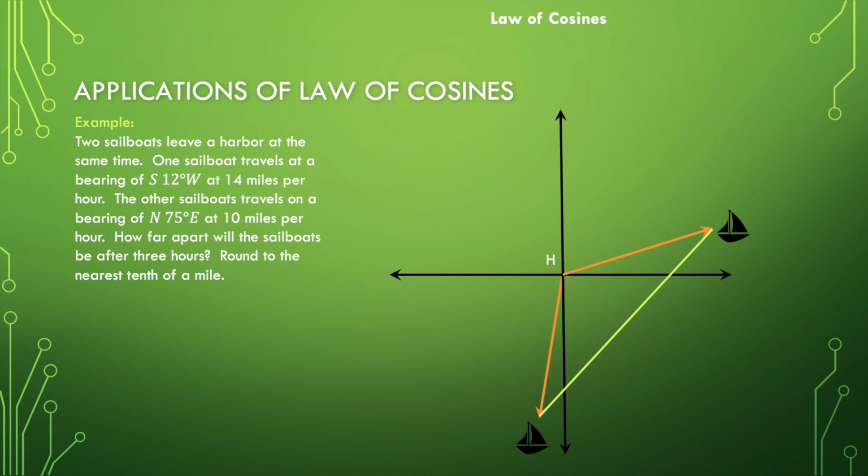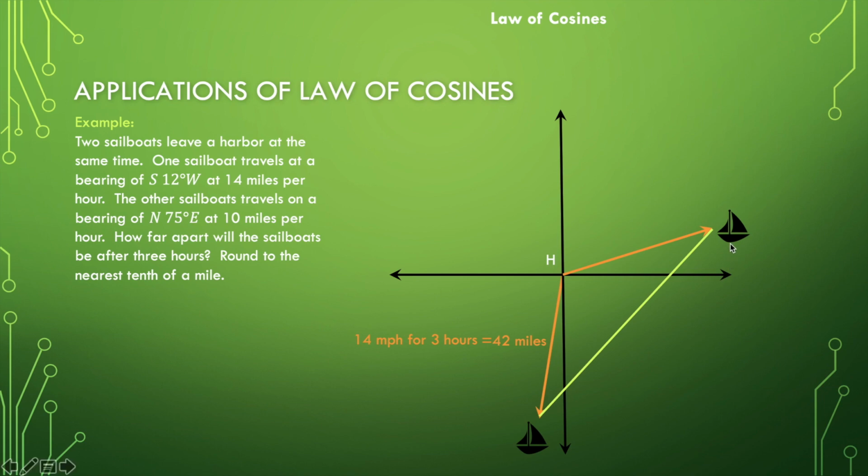Now it doesn't look like we have a whole lot of information, but if we look carefully, we really have everything that we need. So let's concentrate first on this first sailboat. We know that it's traveling at 14 miles per hour, and we know that it's traveled for 3 hours. That means for every hour, it's traveled 14 miles, right? 14 miles per 1 hour. So 14 times 3 is going to give us the distance that it has traveled, which is 42 miles.